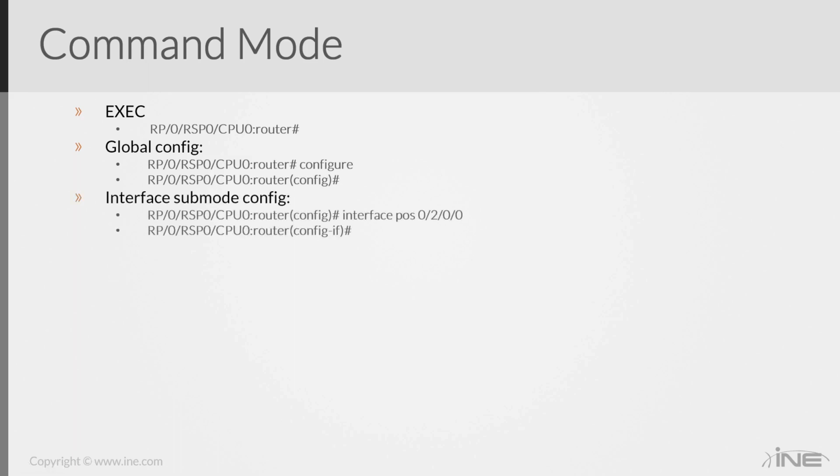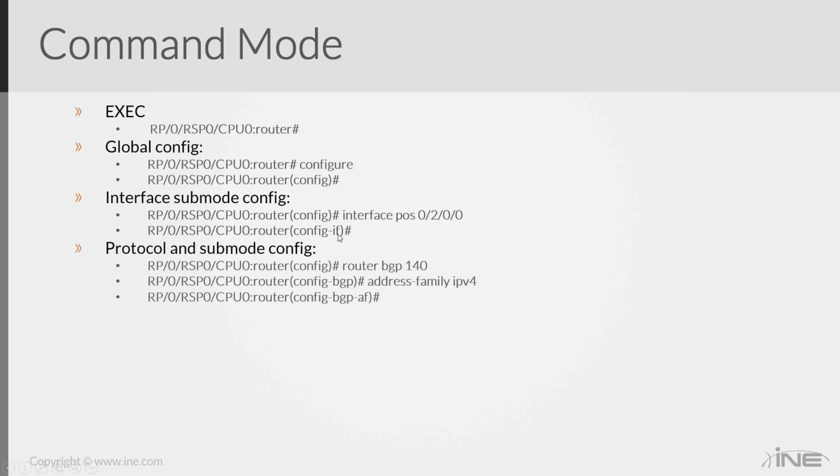You have sub mode, which if I wanted to go and configure the Packet over SONET 0/2 interface, I would type in that command and then it would take me to interface config mode. If I wanted to do a sub mode beyond that for routing, I would type in router BGP 140, type in the address family that I want to configure under BGP, and then I'd be under AF BGP mode.